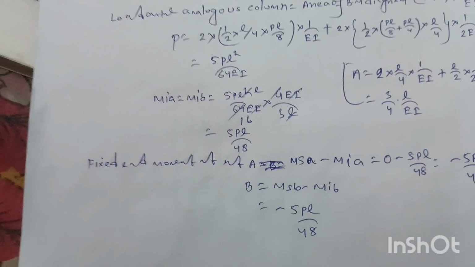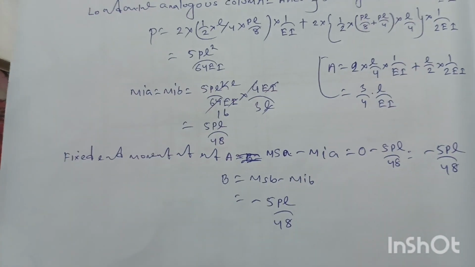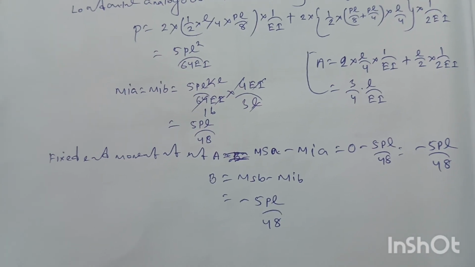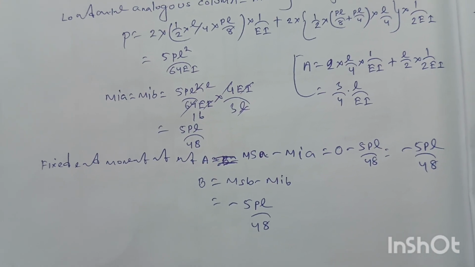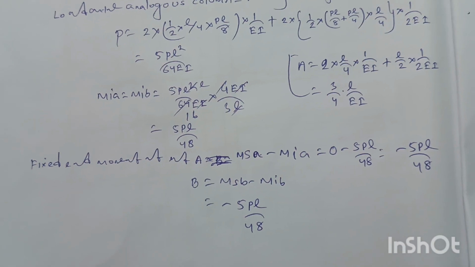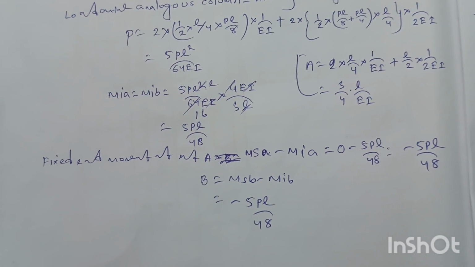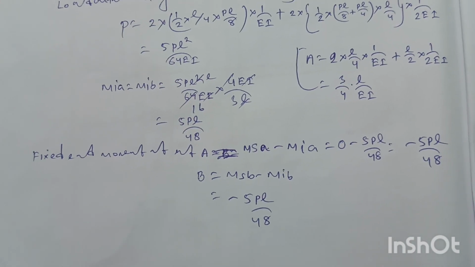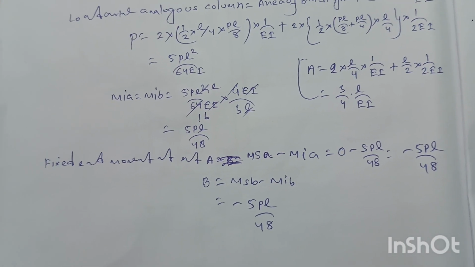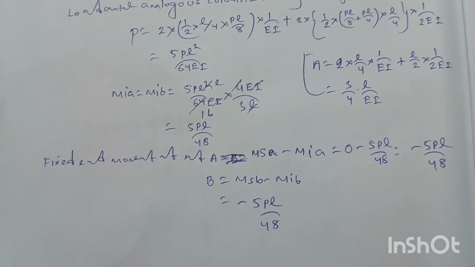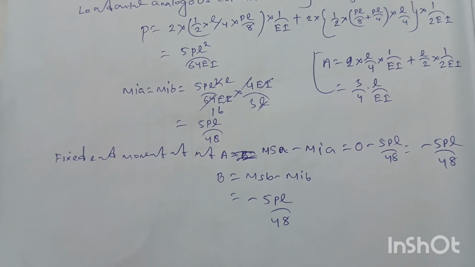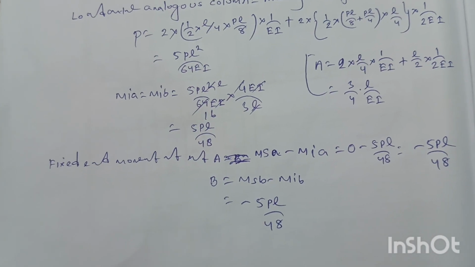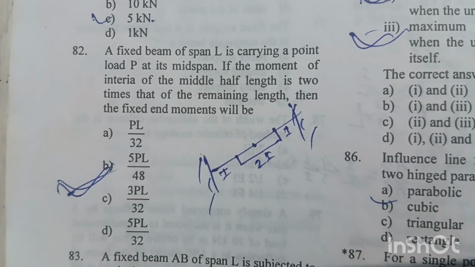So M_A, M_B equal load by area, so if we do, it will be equal to 5PL by 48. So fixed end moment at the end A will be M_SA minus M_A. M_SA means bending moment at the end A when it is considered as a simply supported beam, so that is 0, M_SA equal to 0 or M_SB equal to 0. So fixed end moment at the end A equal to minus 5PL by 48, and fixed end moment at the end B will be the same, equal to minus 5PL by 48. Option B is the right answer.